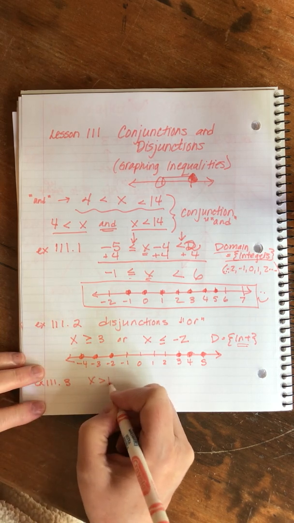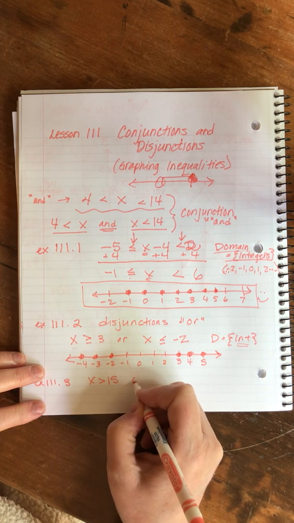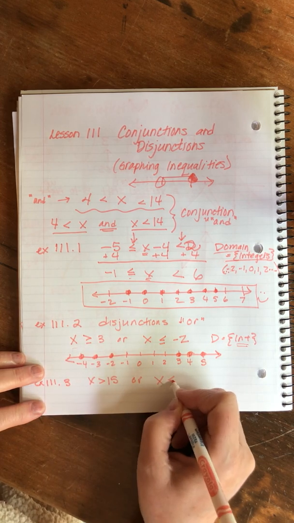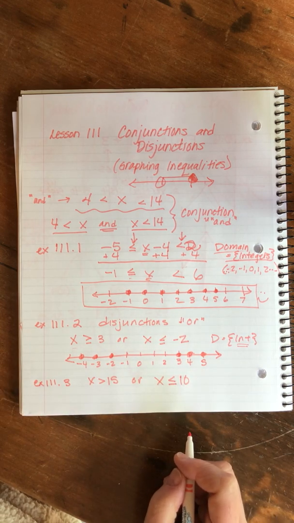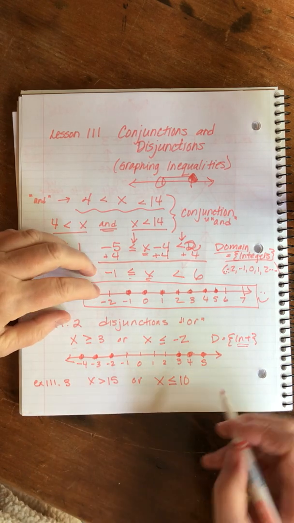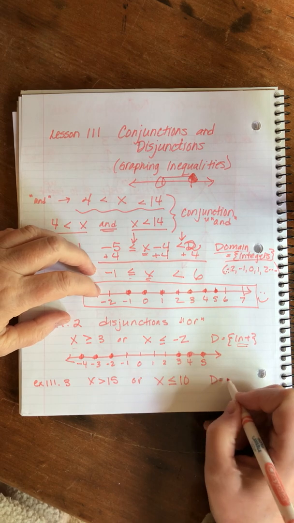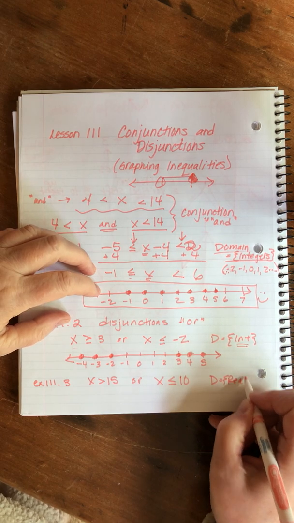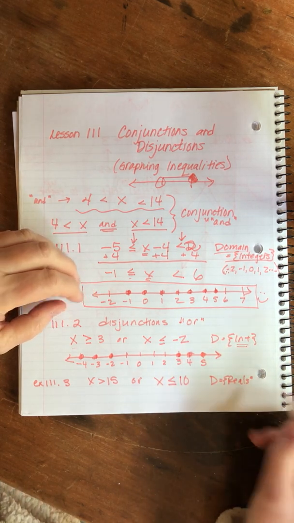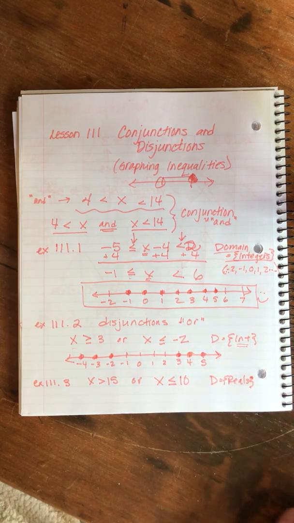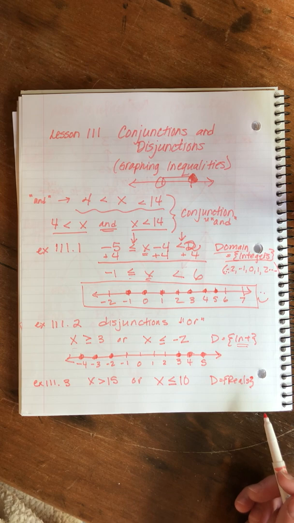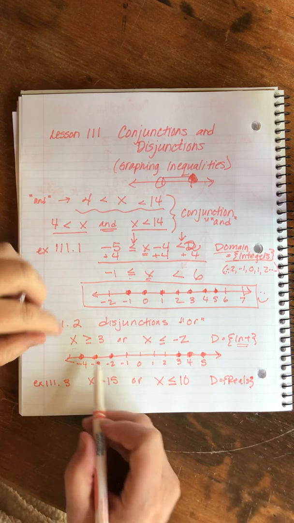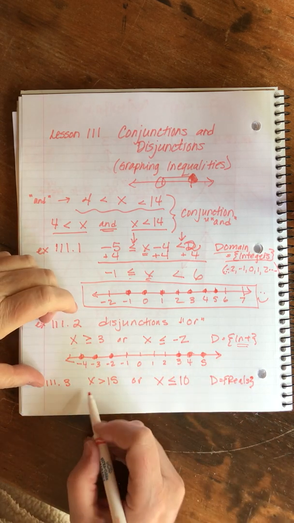X is greater than 15, or X is less than or equal to 10. These numbers are kind of big. That's a little weird. Domain equals the reals. Okay, we remind ourselves the reals means all the little bits in between, all the little fractions and decimals and everything else. So we need a different presentation style, not the dots, right?